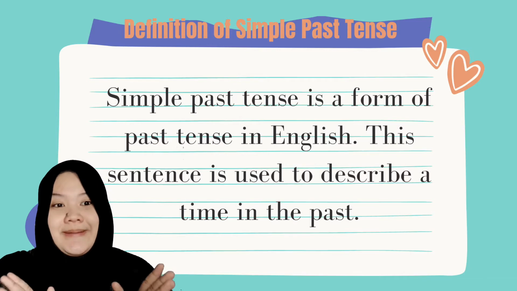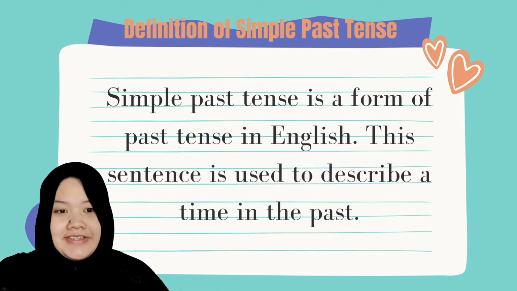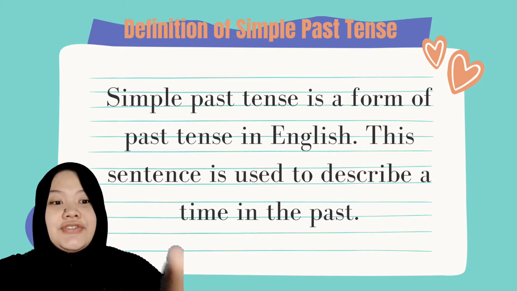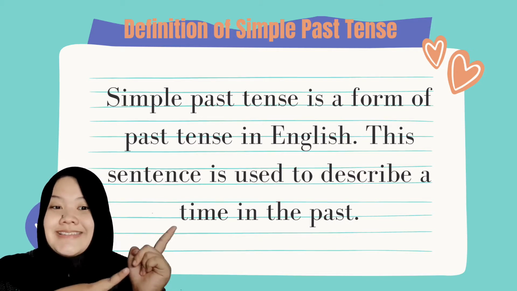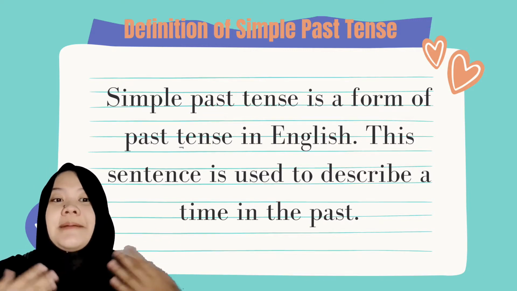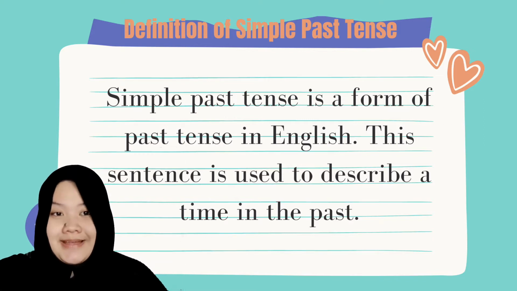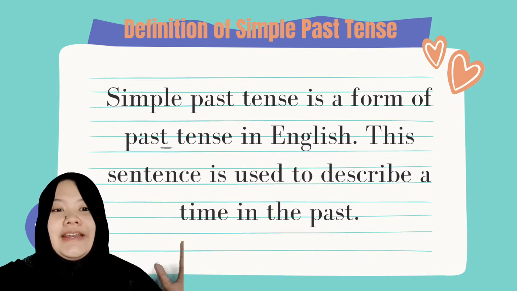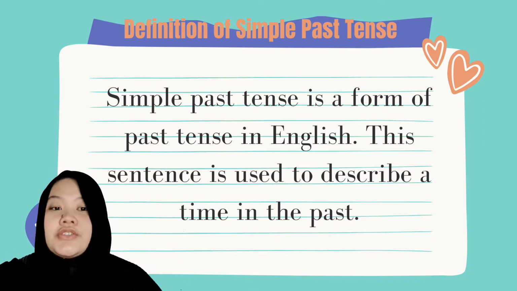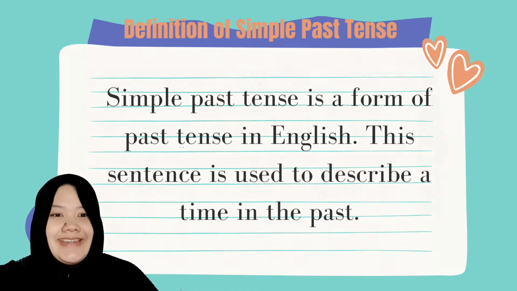Definition of simple past tense. Simple past tense is a form of past tense in English. This sentence is used to describe a time in the past. So, simple past tense, sometimes called preterite. We always use simple past tense when saying when something happens. So, this tense relates to past tense expressions.